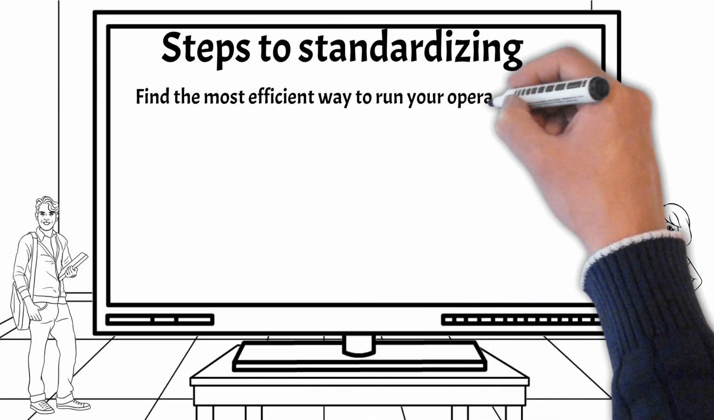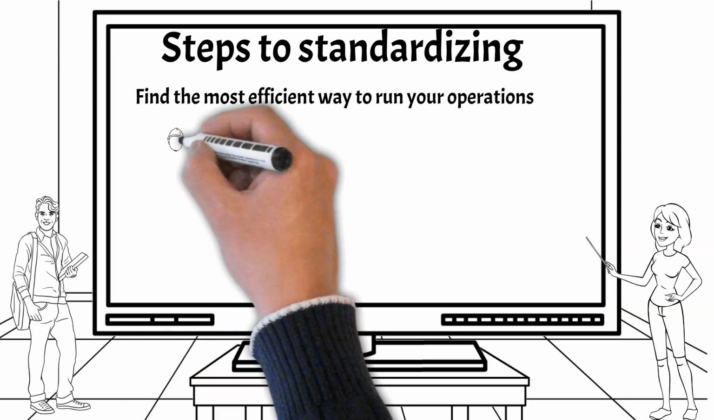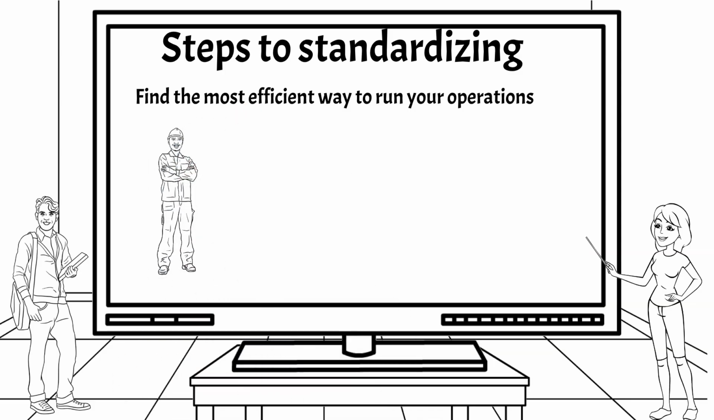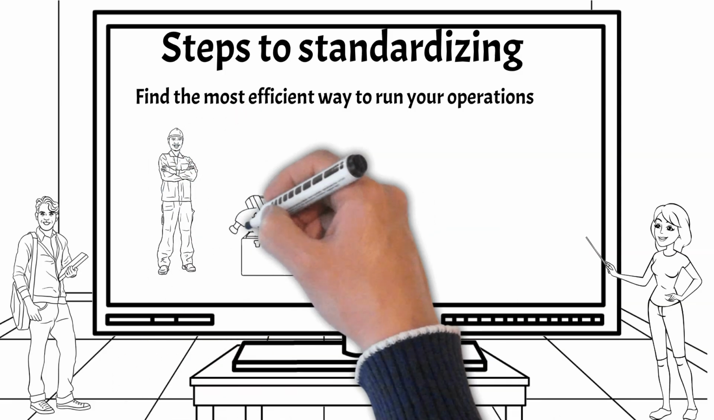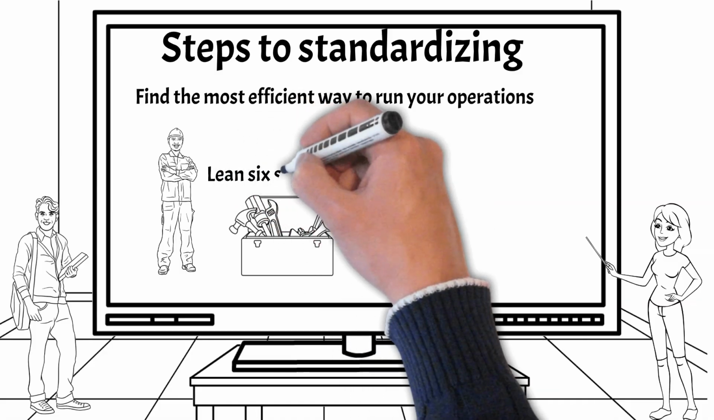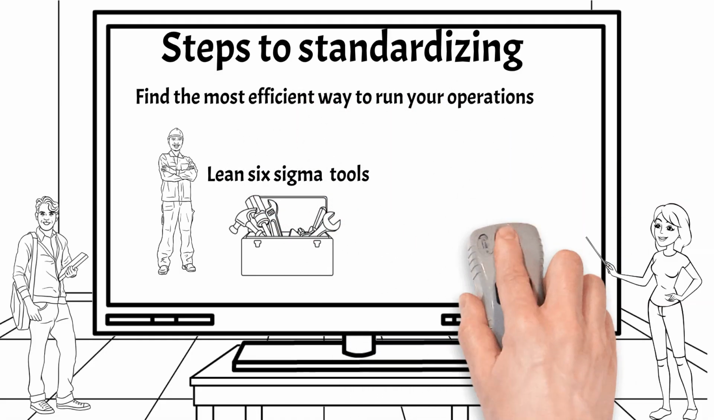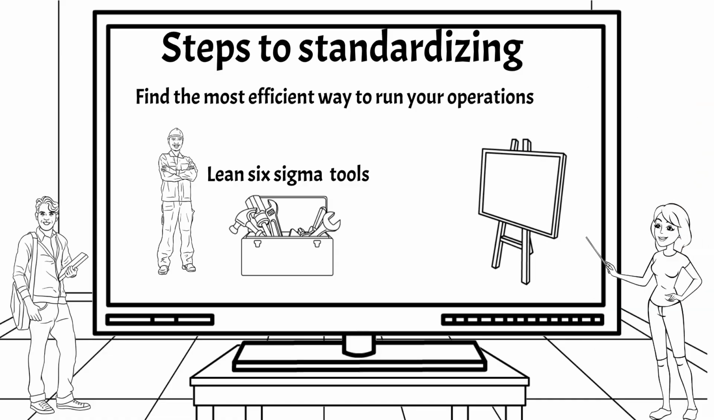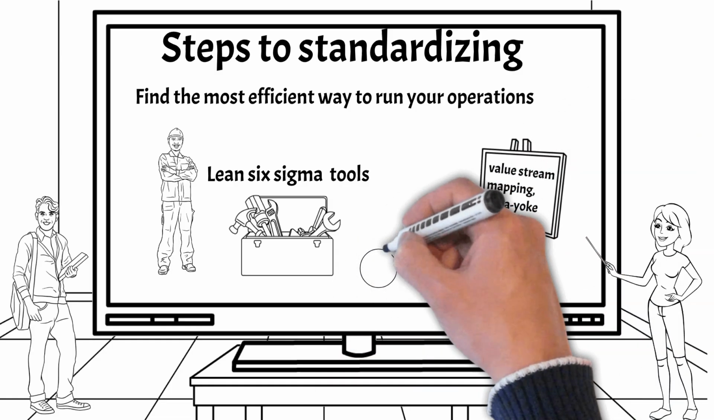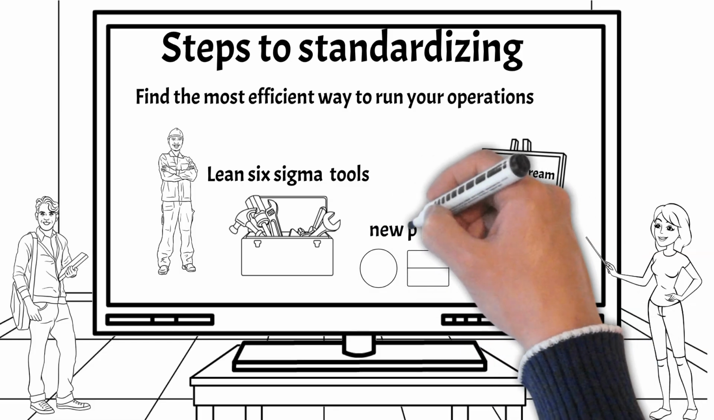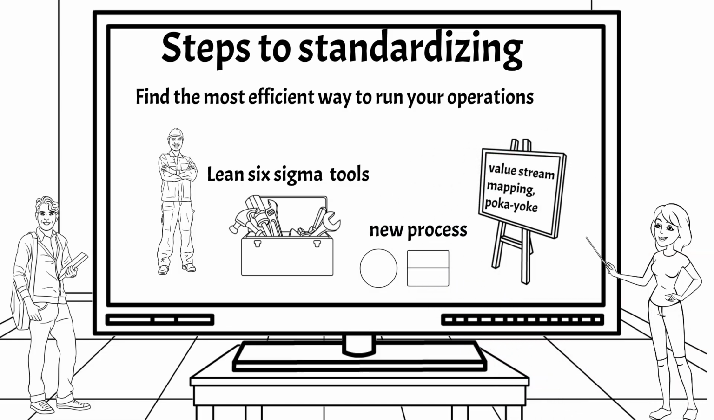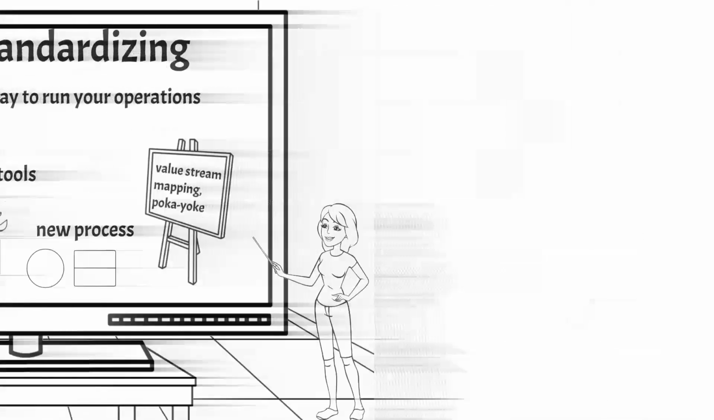Third step, find the most efficient way to run your operations. The Lean Six Sigma knowledge base has many tools to help you with that. You can use value stream mapping to identify non-value adding steps, or Poka-yoke, or mistake proofing your processes. There are many other tools that you have already learned in this course. The key output from this step is establishing a new process.